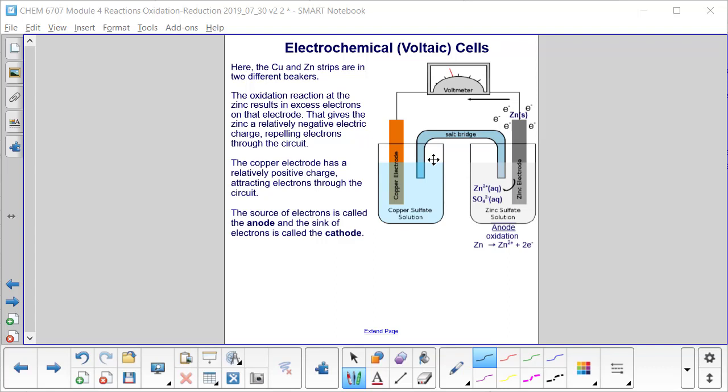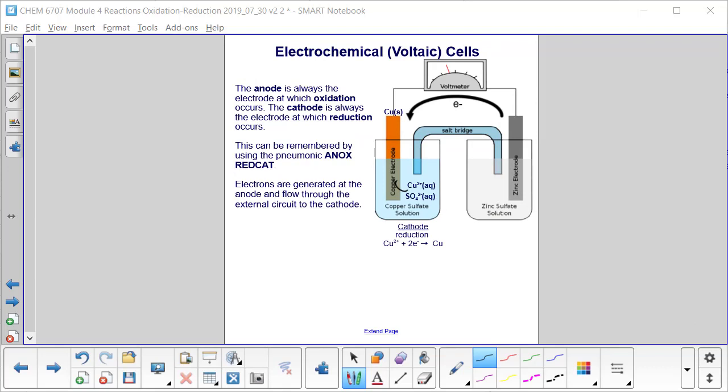The oxidation reaction that happens at the zinc results in excess electrons on the zinc electrode. So what's happening here, the oxidation is happening where zinc metal becomes zinc 2+, and then it loses those 2 electrons, okay? So the zinc has a relatively negative electric charge, repelling electrons or moving them through the circuit. The copper electrode has a relatively positive charge, attracting electrons through the circuit. The source of the electrons is called the anode, and oxidation is what occurs at the anode. And the sink of the electrons, or where they go to, is called the cathode. Reduction occurs at the cathode.